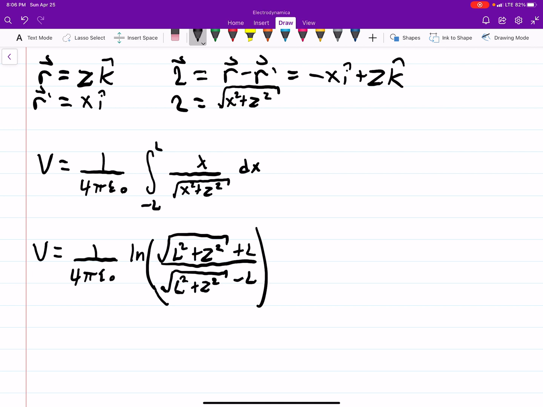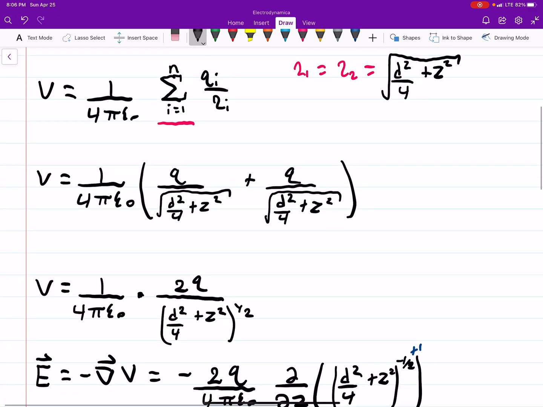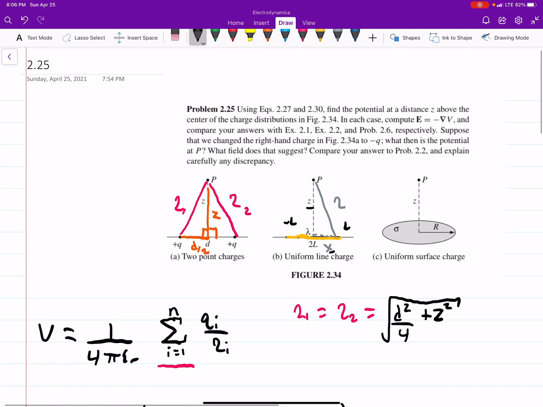So that's your potential. And if you took the gradient, basically you take the partial with respect to z in this case, the negative gradient that is, you could find your E field. Again, I'm not going to do it because it's just essentially taking a derivative. I'm trying to manage my time.